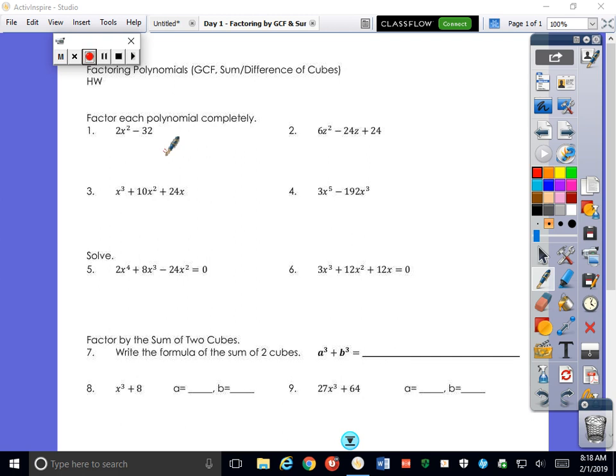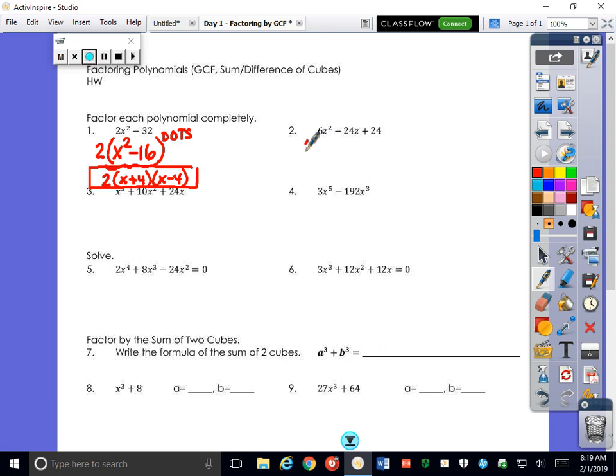And in this case, they have a 2. So I'm going to factor out a 2, leaving me with x squared minus 16. Now, you've factored once, now you have to look at what can still be factored. This right here is a difference of 2 squares, and that can still be factored into x plus 4 and x minus 4. So your final answer has to have the 2 in front of it, as well as the x plus 4 and the x minus 4.